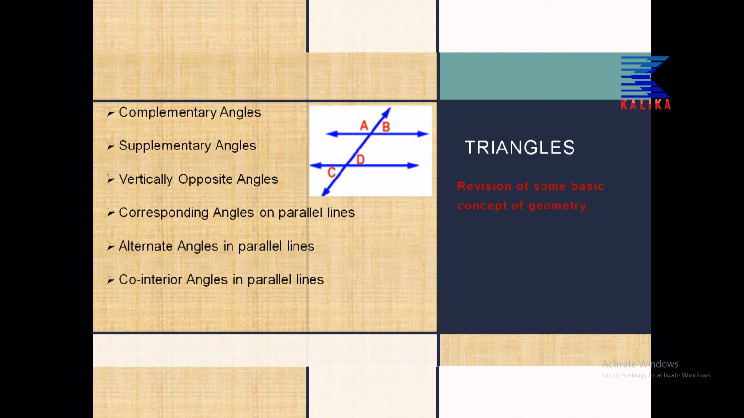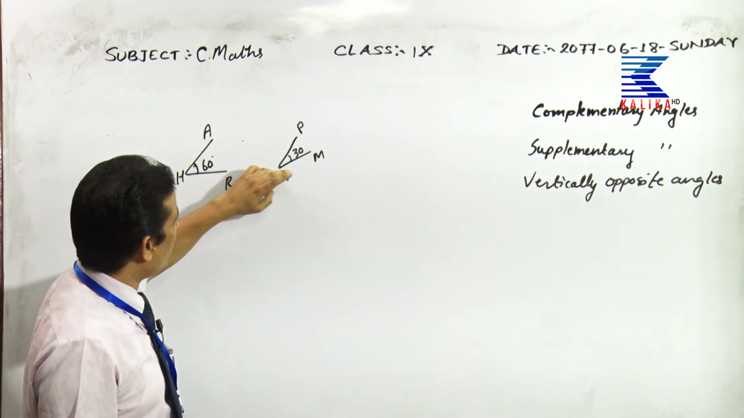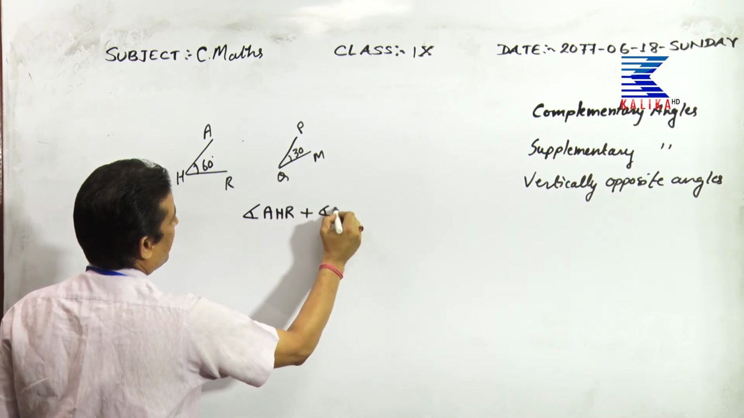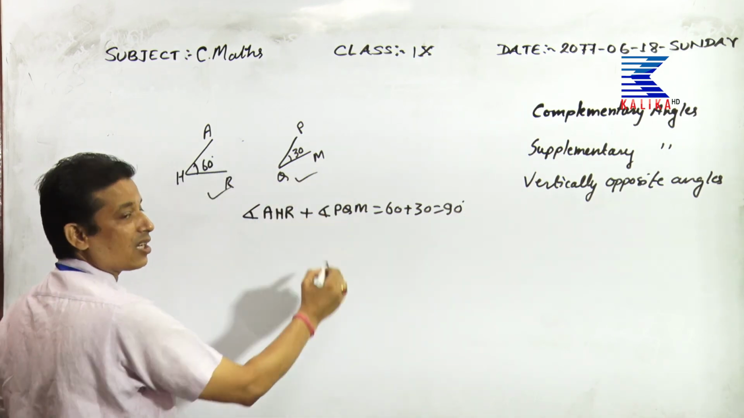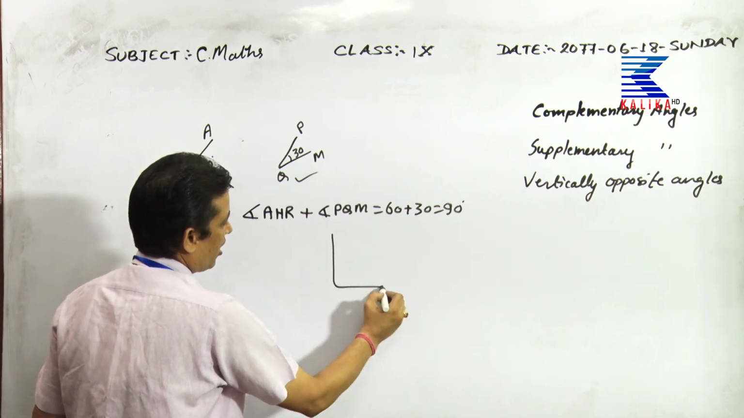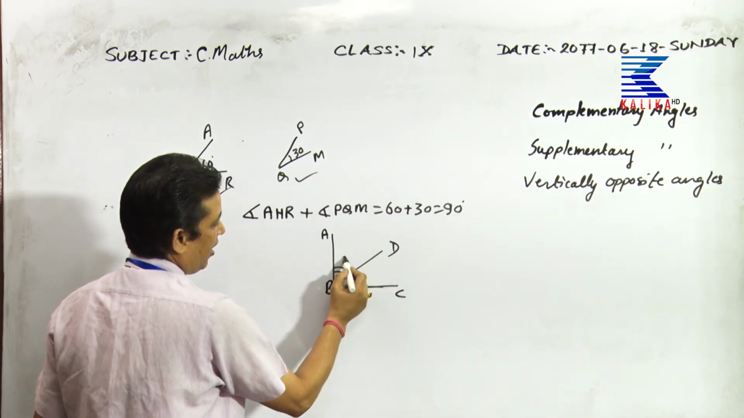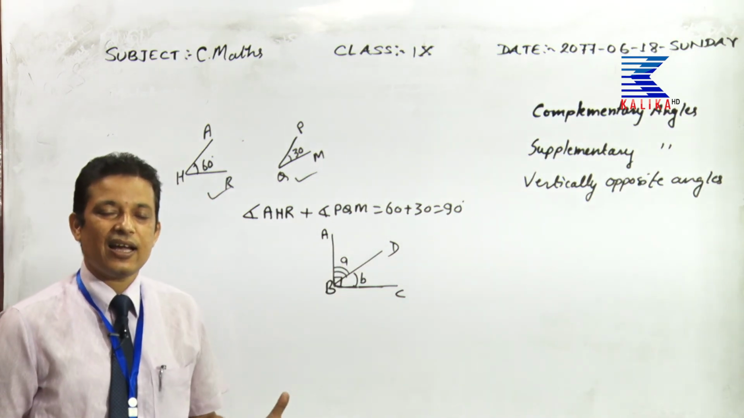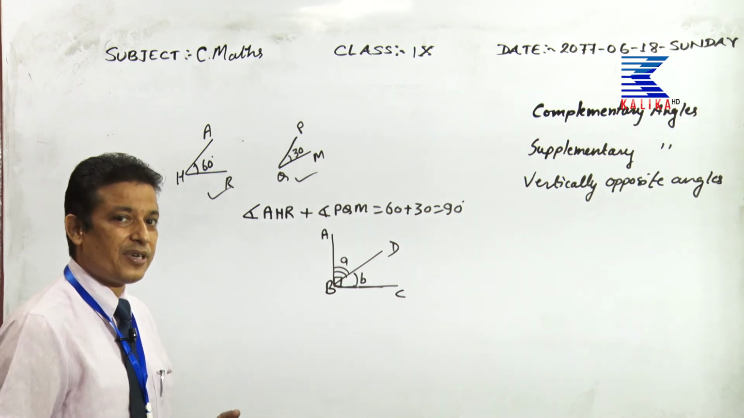Okay, dear student, let us see the board, please. May I draw your attention to the board. Look, here angle AHR is 60 degrees, PQM is 30 degrees. So, if you add angle AHR and angle PQM, you get 60 plus 30, that is 90 degrees. So, these two angles are known as complementary angles. Similarly, you can see this way also, we can represent A, B, C, D. This angle A and this angle B make 90 degrees. Therefore, angle A and angle B are known as complementary angles. Two angles are said to be complementary angles if their sum is 90 degrees.